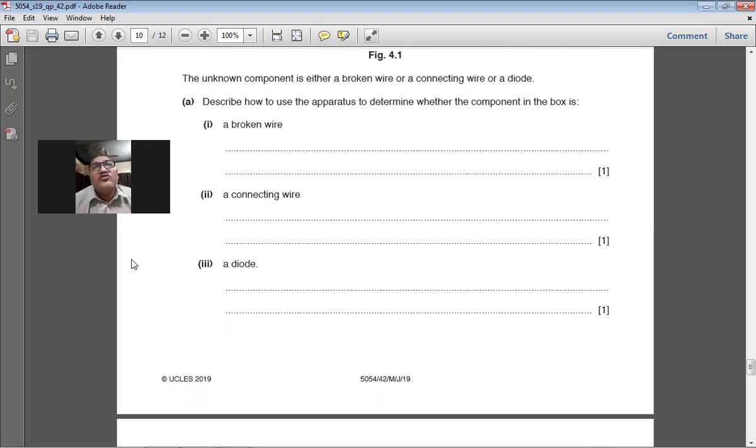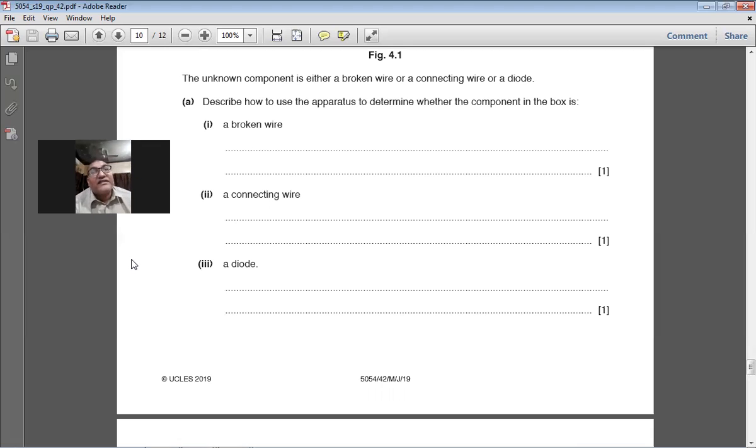Describe how to use the apparatus to determine whether the component in the box is a broken wire. If the wire is broken, when you connect the crocodile clips to point P and point Q, the lamp will not light. If you reverse the battery, even then the lamp will not light. So that will show that you have the broken wire. Then he says the connecting wire.